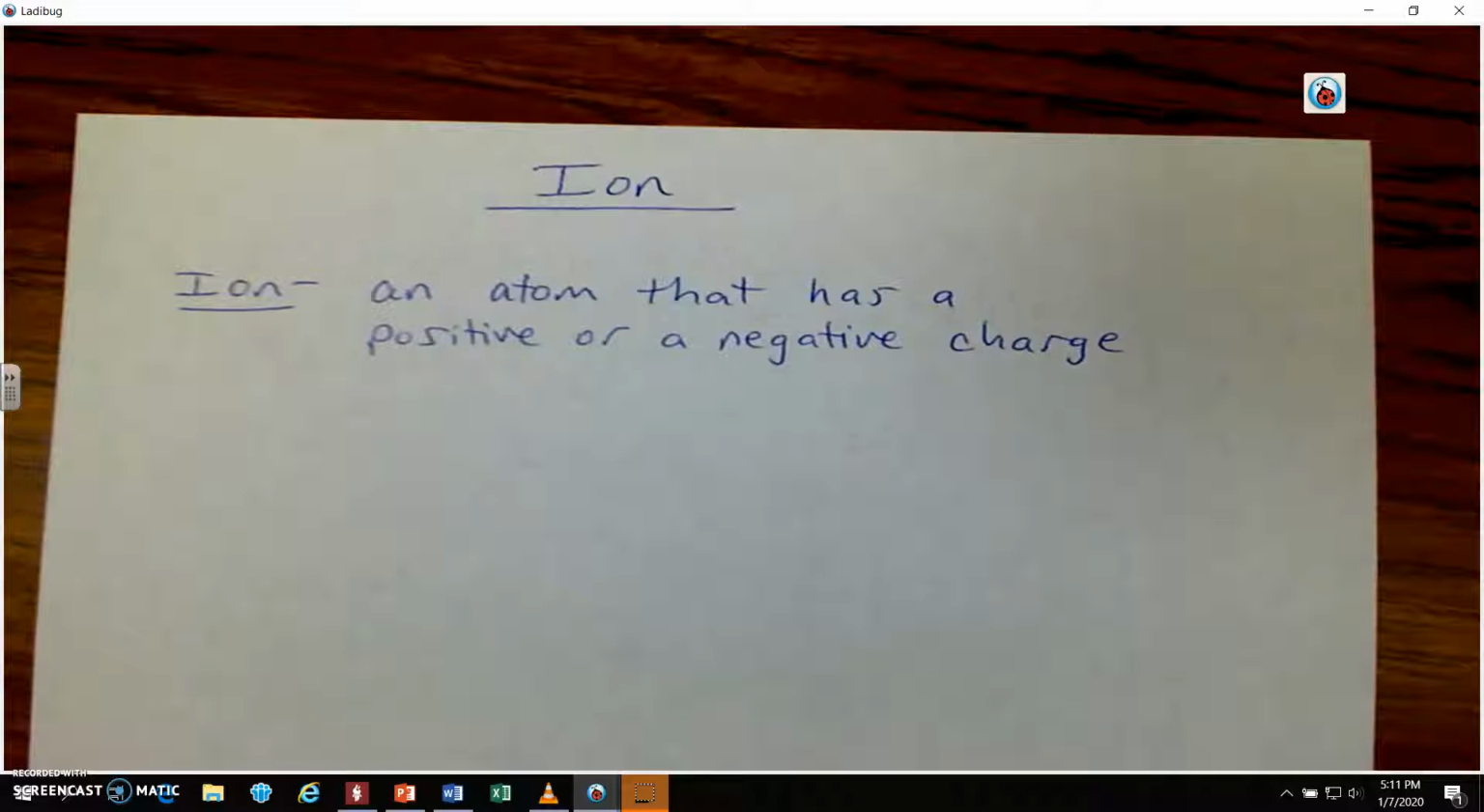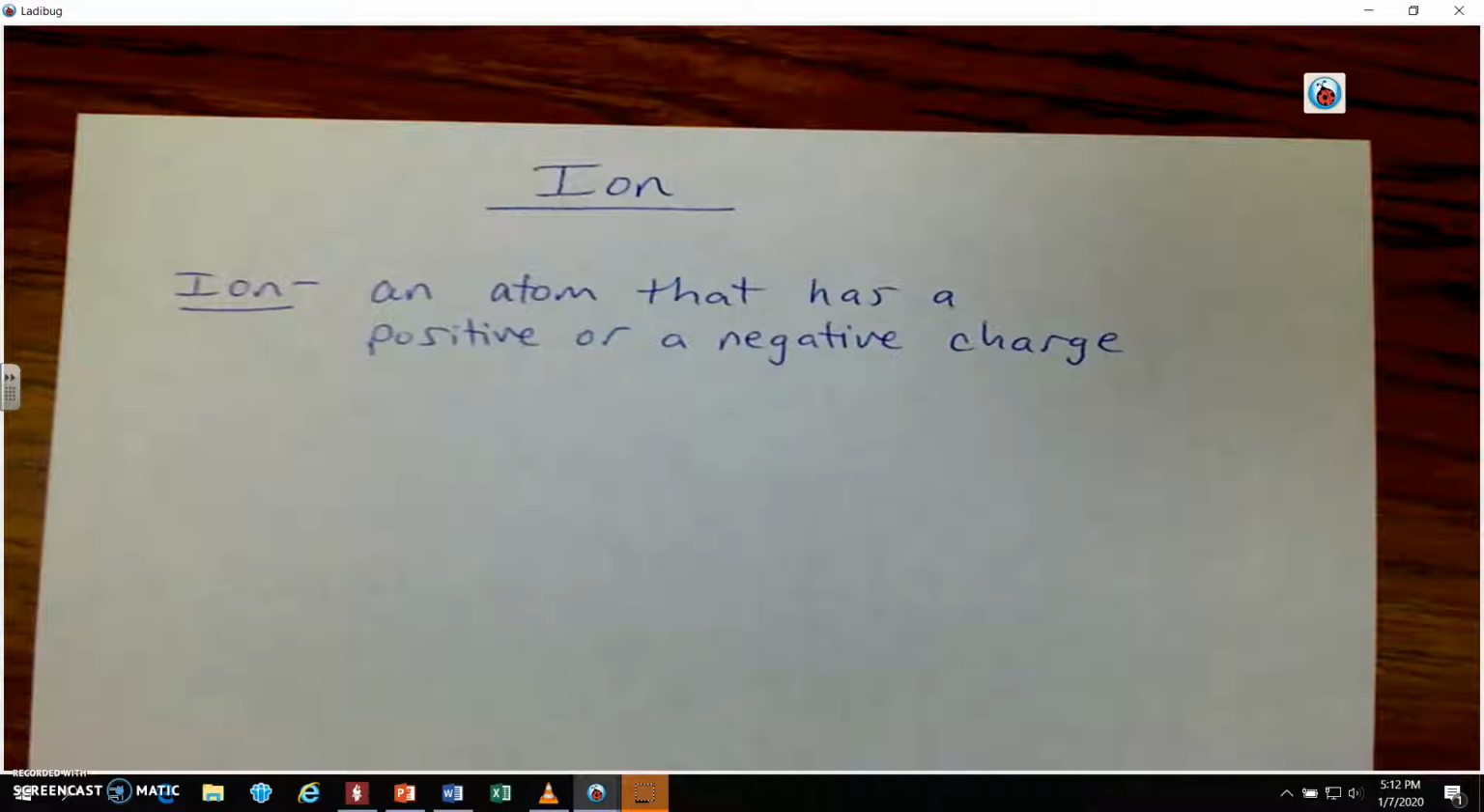If you'll recall with the last graphic organizer that we did, when we talked about a neutral atom, we call it neutral because it has the same number of protons, which are positive, and electrons, which are negative, and they essentially cancel each other out to make a neutral charge. Now we're going to see what happens when that's not the case. So when you do not have that, the charge is either positive or negative.